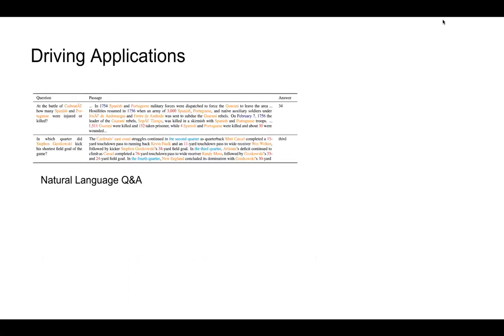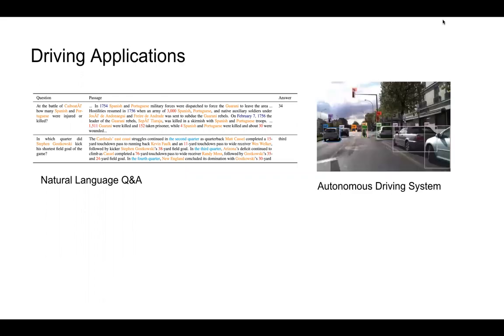To set the context for this talk, here are some of the kinds of applications that we'd like to target. The first one here is Q&A using natural language. You can see that there's a passage given and a question asked about the passage, and then there's an answer. So the goal is to have a system that can take the passage and the question and produce the answer that you see here.